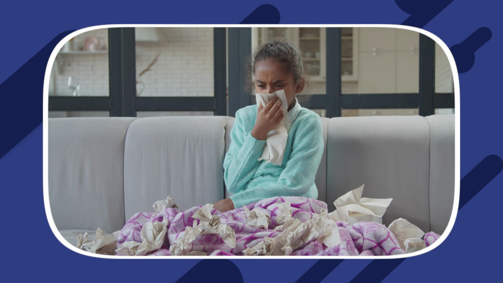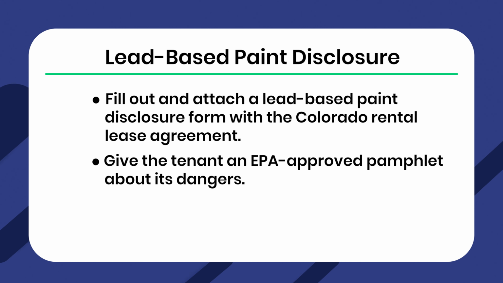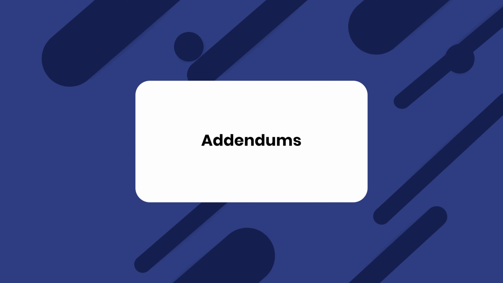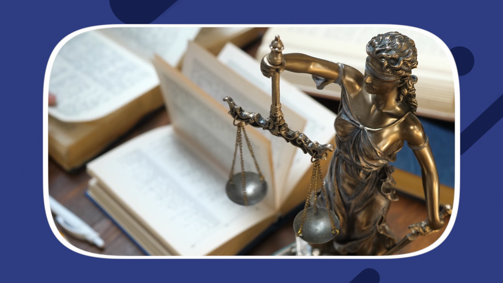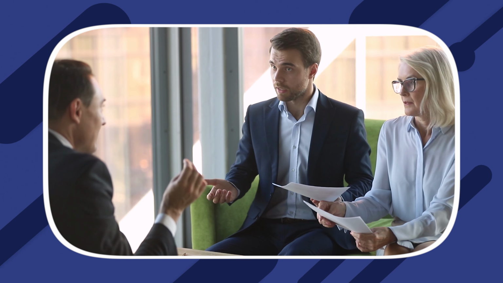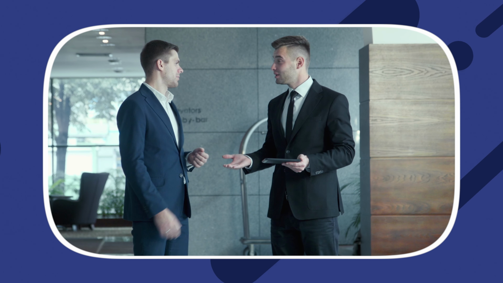Therefore, Colorado landlords must fill out and attach a lead-based paint disclosure form within the Colorado rental lease agreement. Give the tenant an EPA-approved pamphlet about its dangers. Provide other reports and records about the hazards or presence of known lead-based paint on the premises. Addendums. The Colorado rental lease agreement disclosures aren't required by Colorado law, but they can help to reduce future conflicts between the property owner and original tenant, reducing legal liability for Colorado landlords.